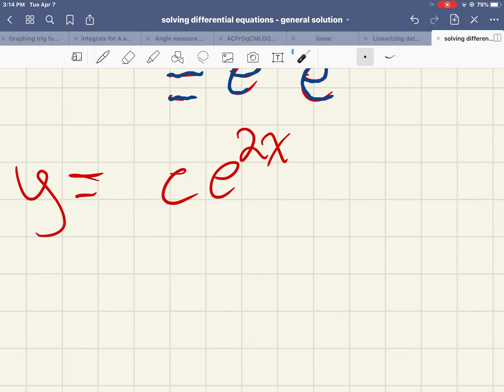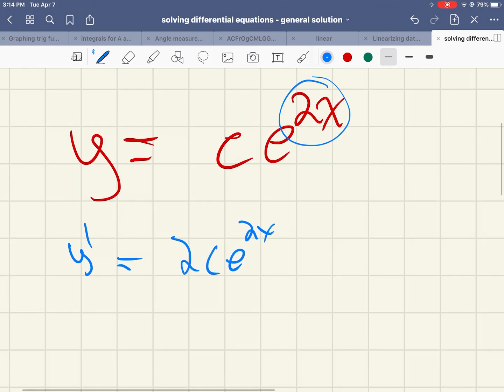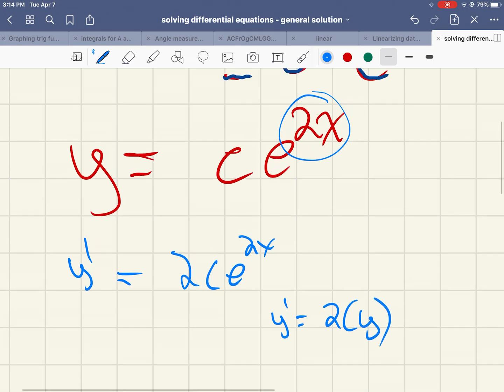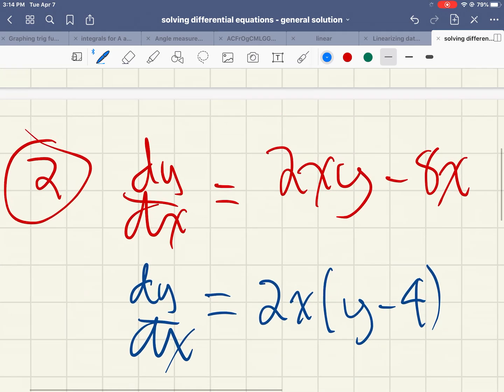which makes a lot of sense when you think about it, because y prime in this case is, what's the chain rule say? The derivative of 2x is 2. 2c e to the 2x. Remember that our y prime equaled double of y. Well, there's what y is worth, and then we have double that. Okay? So that's the solution. All right, let's look at our next one.